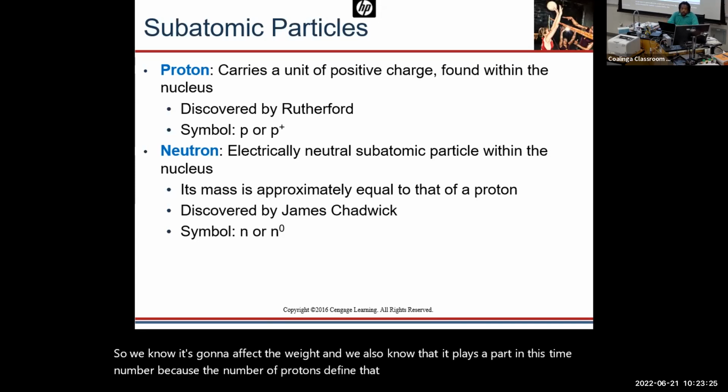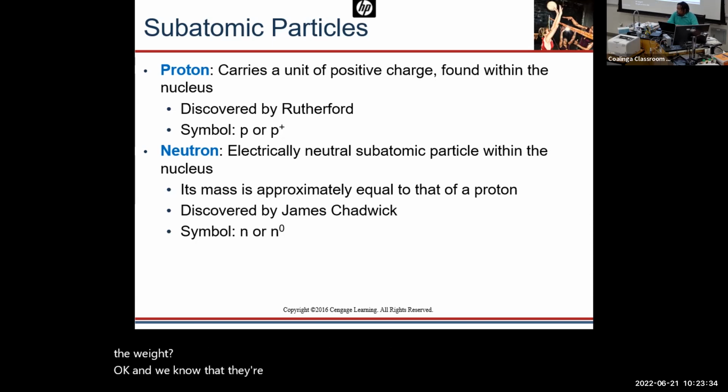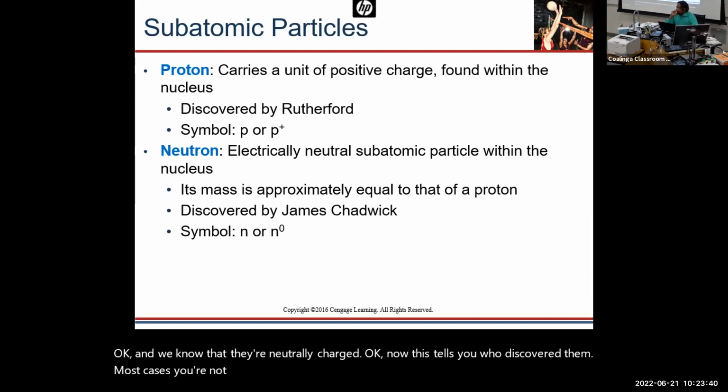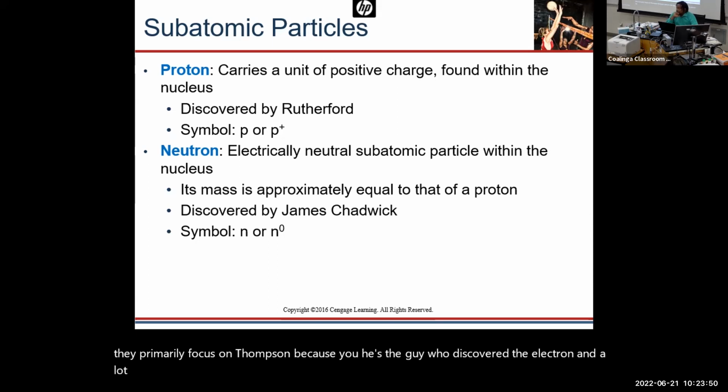Neutrons. Do neutrons affect the weight? And we know that they're neutrally charged. Now this tells you who discovered them. In most cases you're not going to use that. You may have a multiple choice question, but they primarily focus on Thomson, because he's the guy who discovered the electron. A lot of chemistry deals with electrons.